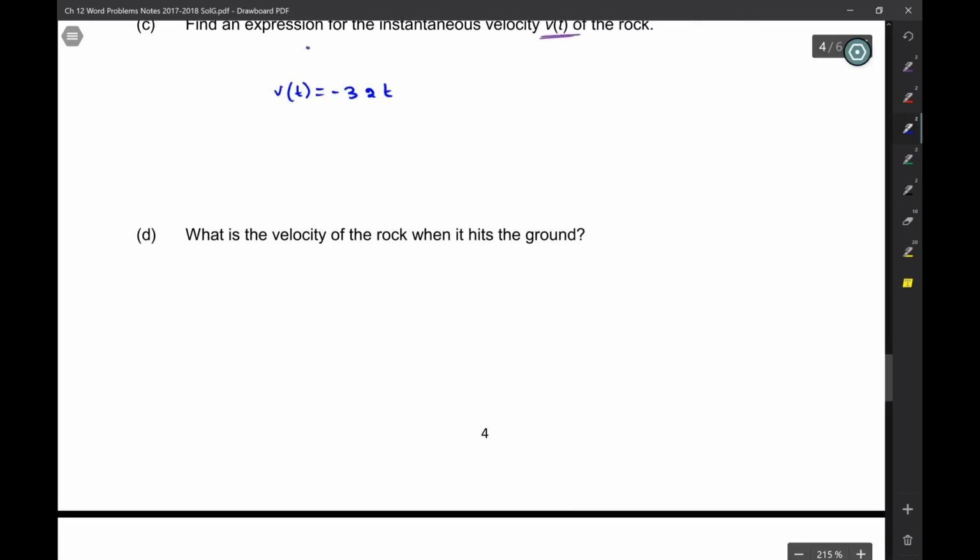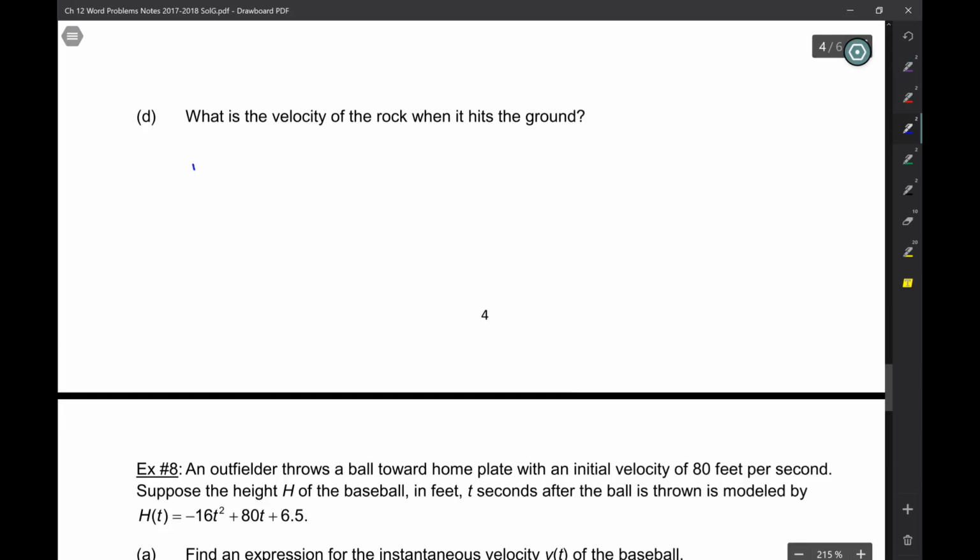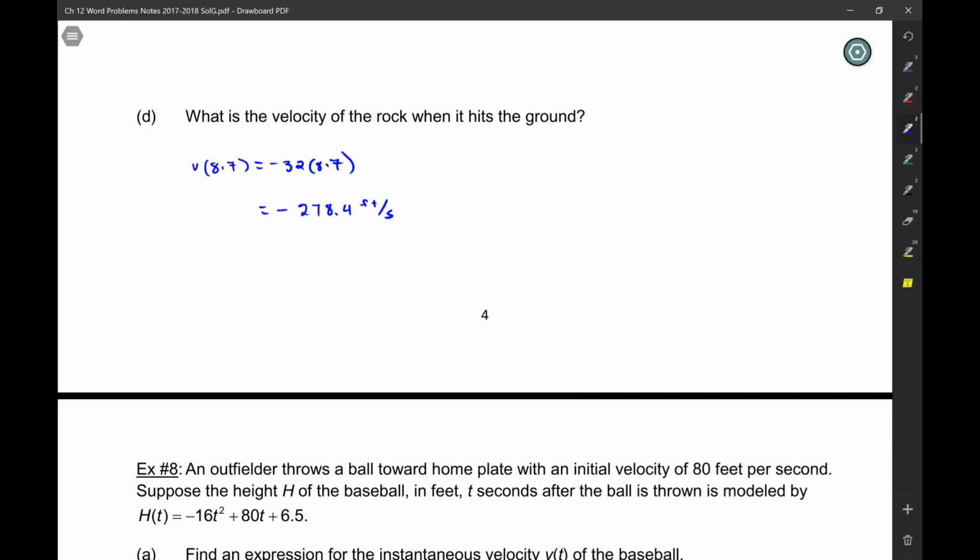Okay, what is the velocity of the rock when it hits the ground? Right. Okay, so again, proper notation, v of 8.7 is negative 32. Okay, so does it make sense that the sign is negative here? Why? Right. Okay, we're good here?